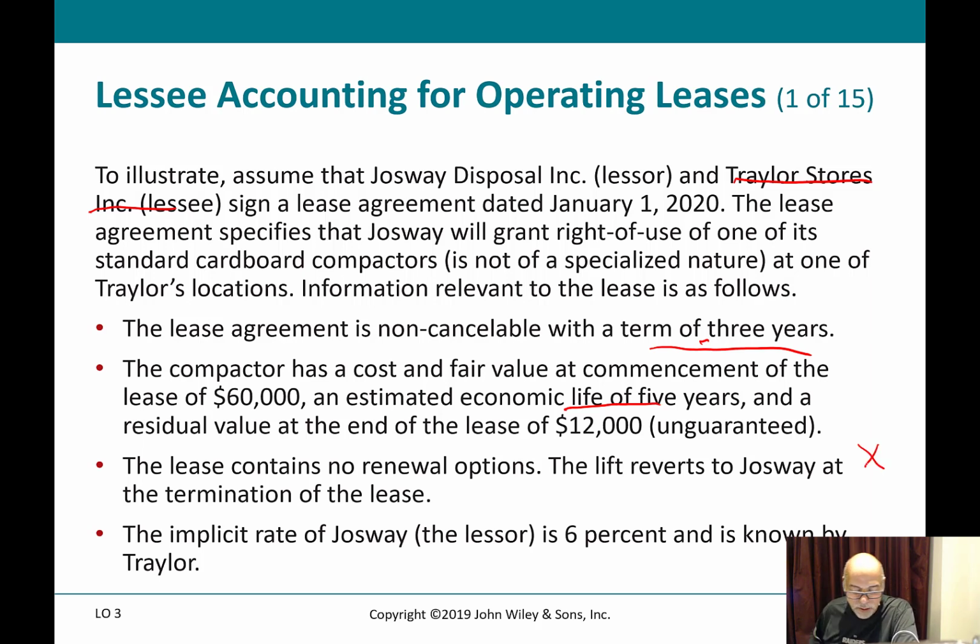Again, this is kind of making this more scary than it has to be. The asset reverts to Joss Way at the end of the lease term, so there's no transfer of ownership. So maybe the 90% criteria. Again, I'm kind of being silly here because we know it's an operating lease, so that's not going to work out either. We'll see why on the next slide. And then they give us the interest rate that we should use, which is 6%.